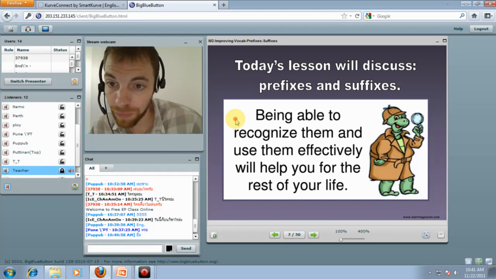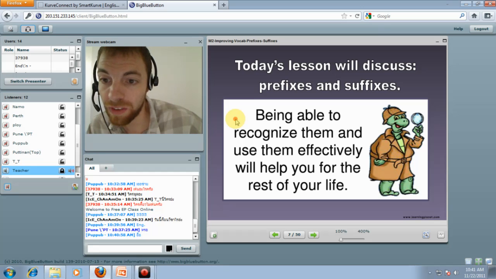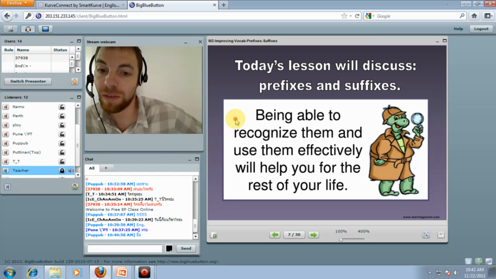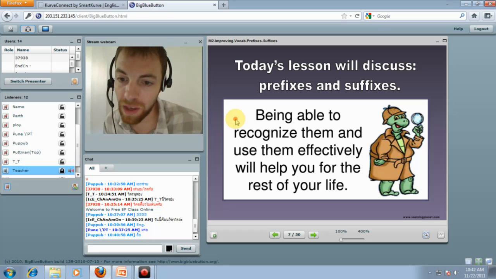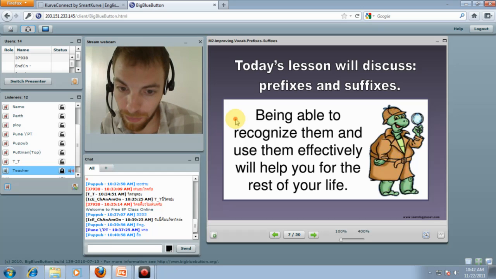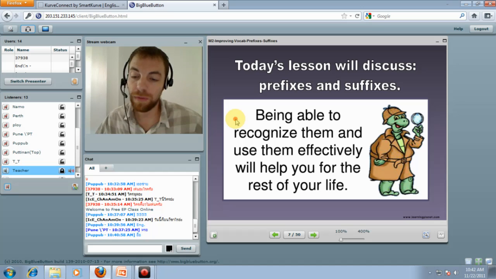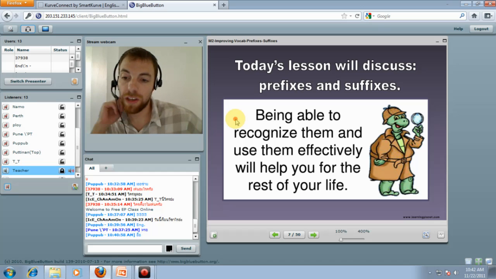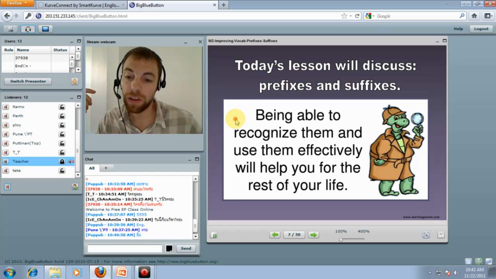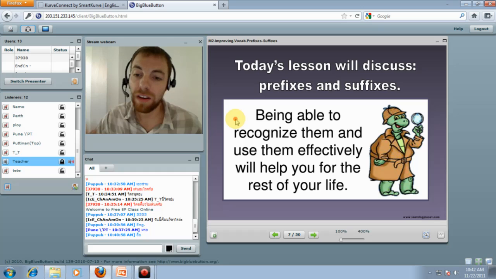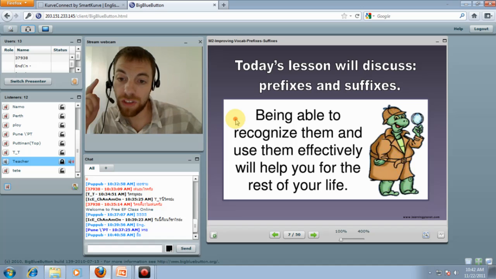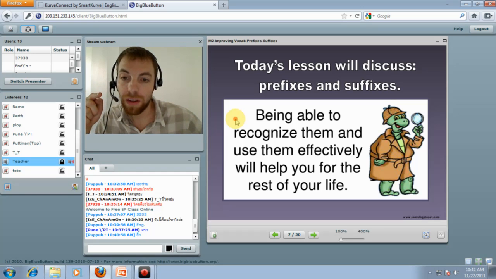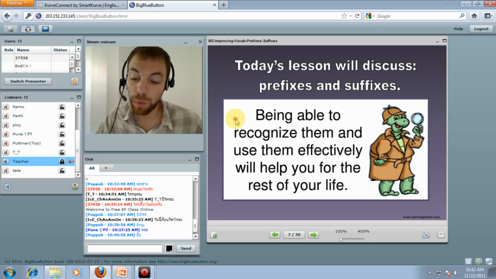So first, today's lesson will discuss prefixes and suffixes. Being able to recognize them and use them effectively will help you the rest of your life. The English language is made of a mix of many different languages, and a lot of our words, even if you don't know what it means, if you understand the prefix, then you can understand what the word means.